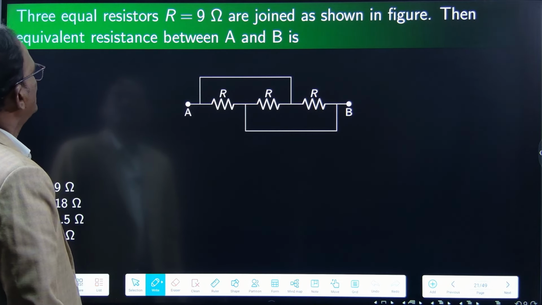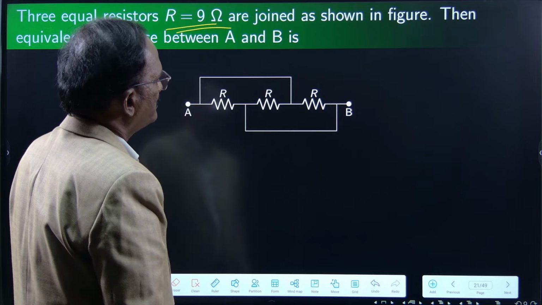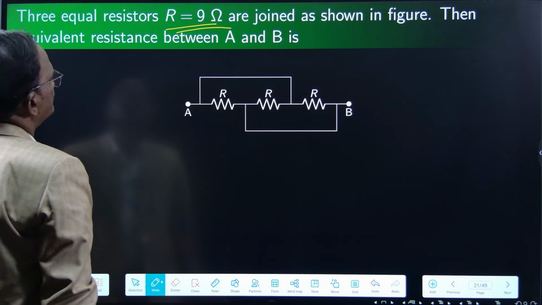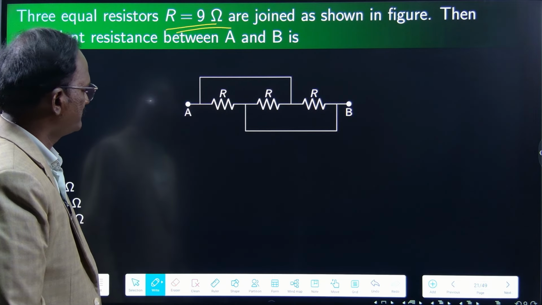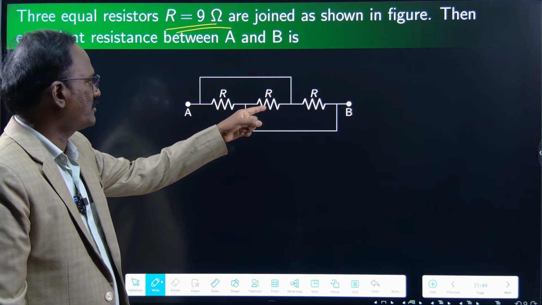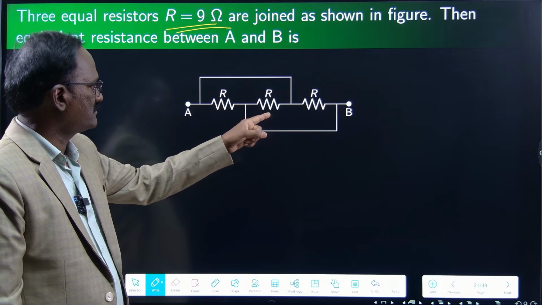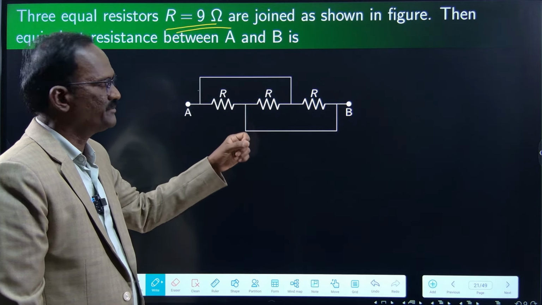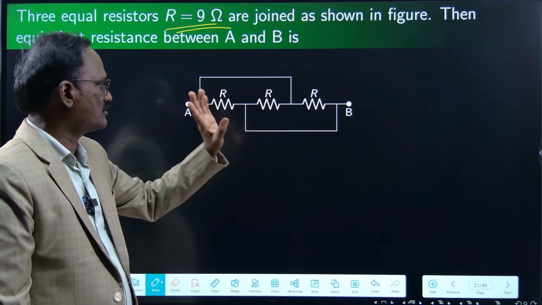So next problem, 3 equal resistors, R is equal to 9 ohms, are joined as shown in the figure. 9 ohms, 9 ohms, 9 ohms. Then the equivalent resistance between A and B is what? This R is not in series with this R because in between another line is drawn. Similarly, this R is not in series with this R. This line is making trouble here. This R and R are not in parallel also, right?